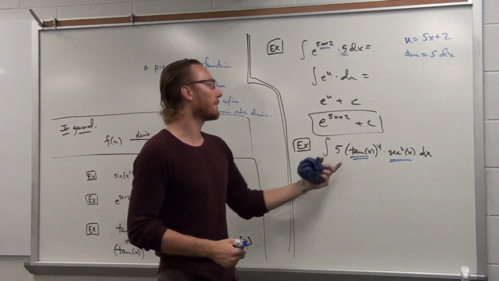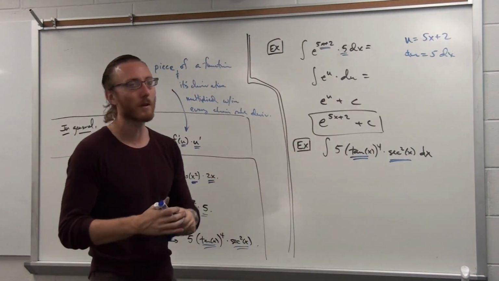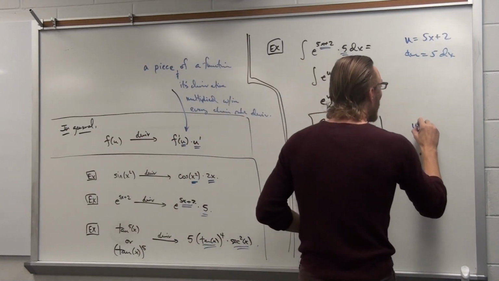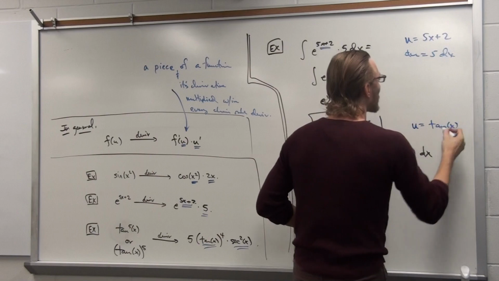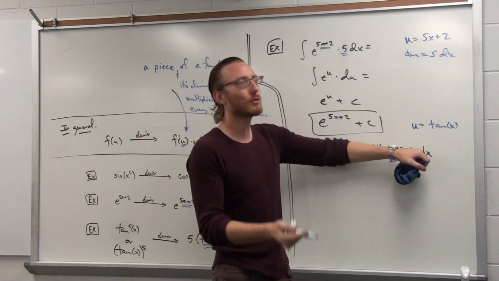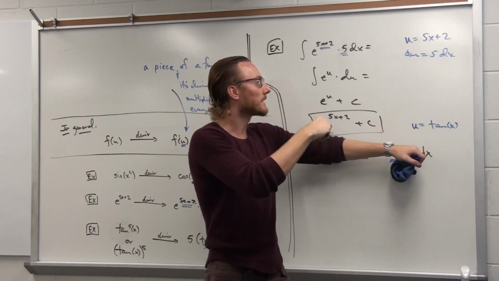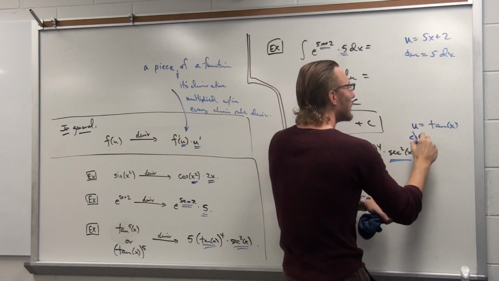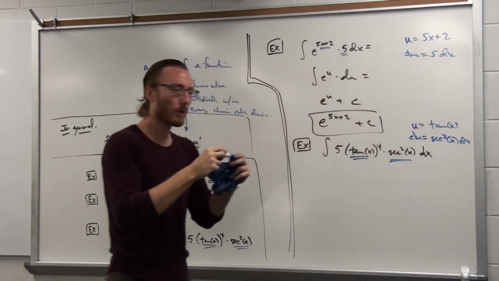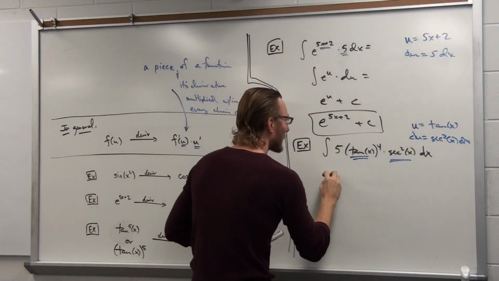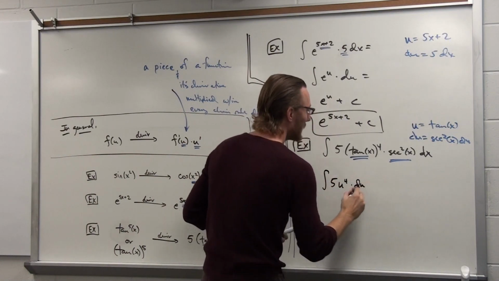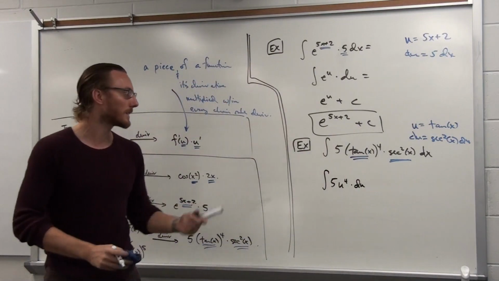So in particular, we've got to pick one of our things to be our u and one to be our du, but knowing the relationship between tangent and secant squared, you know that the u would have to be the tangent x. As soon as you set u equal to tangent x, you know what the du is. If u is tangent x, du is secant squared x dx. Now let's run the substitution. We're going to get 5u to the 4th times du. That's such an easy one to do, right?